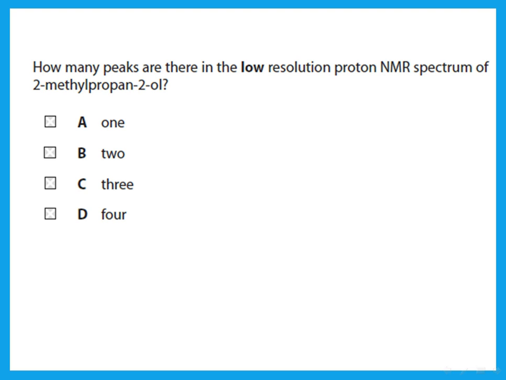How many peaks are there in the low resolution proton NMR of 2-methylpropan-2-ol? This is 2-methylpropan-2-ol. Of course, you can see that all the methyl groups, the hydrogens are equivalent. So I will have one peak for all the CH3s and then another peak for the OH. So actually, I will just have a total of 2 peaks for this molecule.